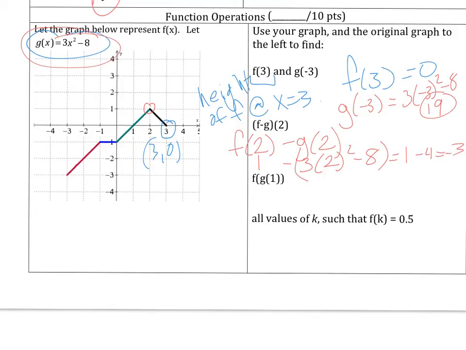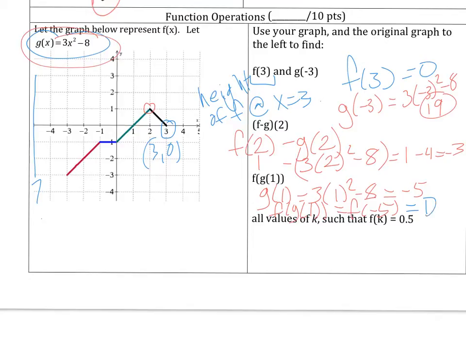Awesome. F of g of 1. First I've got to find g of 1. And that's equal to 3 times 1 squared minus 8, which is going to be -5. I'm still seeing people trying to multiply here instead of taking this and plugging it in. So f of g of 1 is the same thing as saying f of -5. Okay, here's the rub. If I look at my graph, -5 is over here. My graph doesn't exist. So f of -5 does not exist.